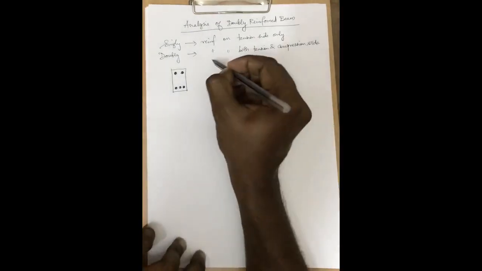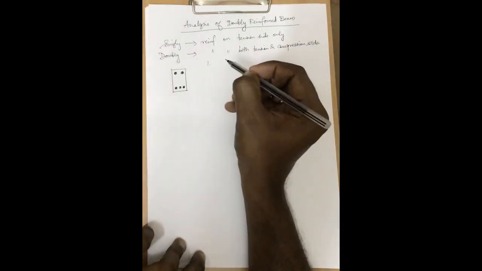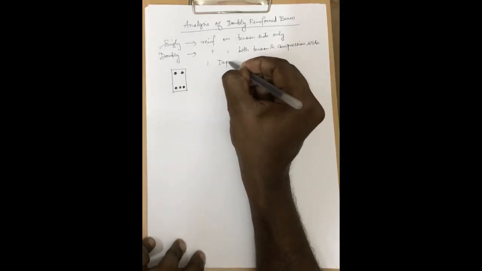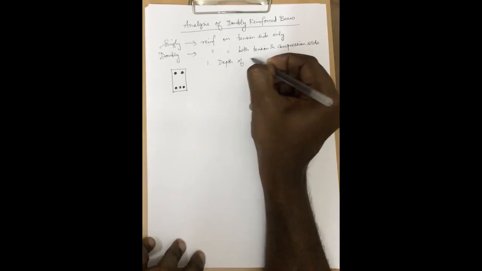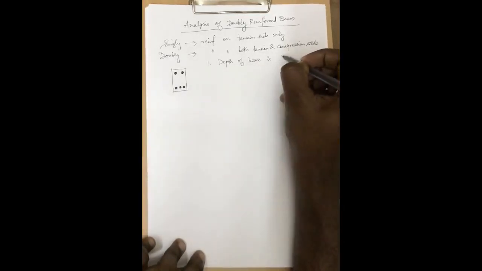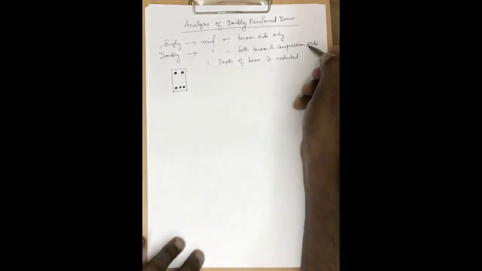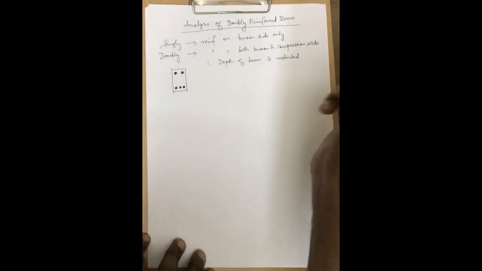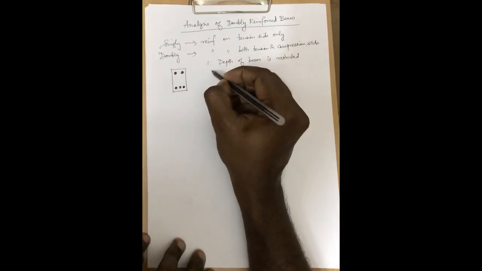There are 4 reasons why we provide doubly reinforced beams. First, where the depth of the beam is restricted. You cannot increase the depth of the beam too much, due to architectural reasons or any other reasons. Then you can use doubly reinforced beams.